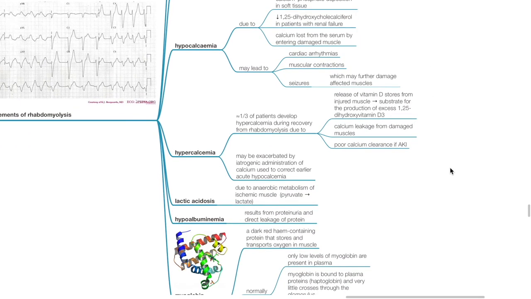Hypercalcemia occurs in 1/3 of patients during recovery from rhabdomyolysis due to release of vitamin D stores from injured muscles, which is a substrate for the production of excess 1,25-dihydroxyvitamin D3. Calcium leakage from damaged muscles, and poor calcium clearance if AKI occurs. Hypercalcemia may be exacerbated by iatrogenic administration of calcium used to correct acute hypocalcemia. Lactic acidosis occurs due to anaerobic metabolism of the ischemic muscle by converting pyruvate to lactate.